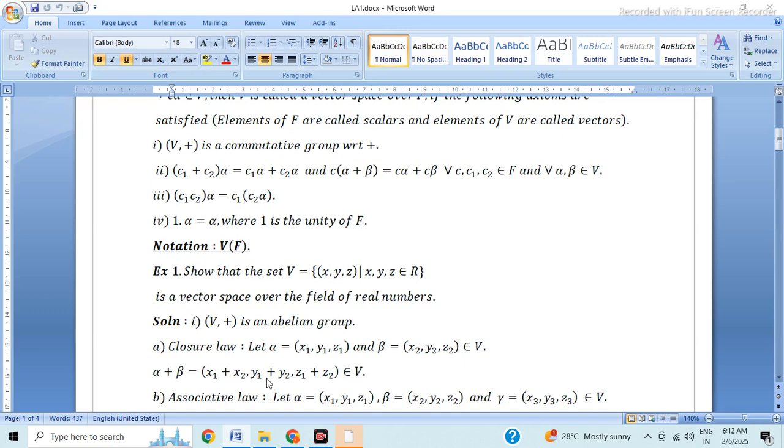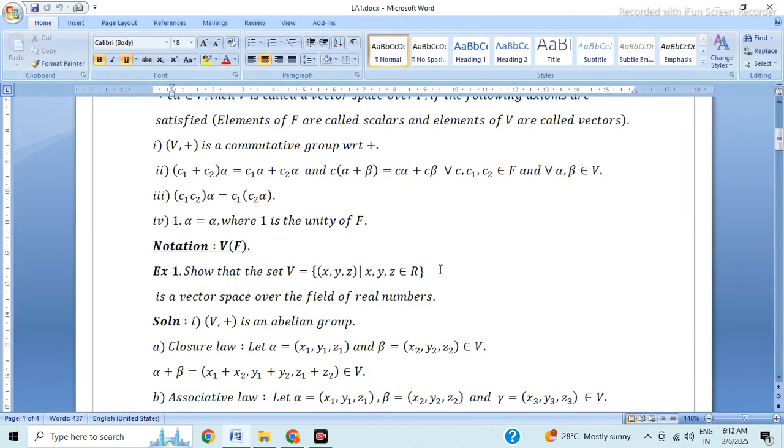What do we have to take? It depends. If it is 2 by 2 matrices, we take the identity element as the matrix 1 0 0 1. It depends upon our field F.